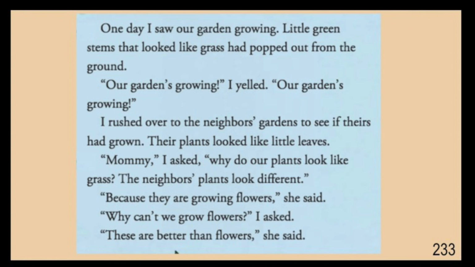One day, I saw our garden growing. Little green stems that looked like grass had popped out from the ground. Our garden's growing, I yelled. I rushed over to the neighbors' gardens to see if theirs had grown. Their plants looked like little leaves. Mommy, I asked, why do our plants look like grass? The neighbors' plants look different. Because they're growing flowers, she said. Why can't we grow flowers? I asked. These are better than flowers, she said.